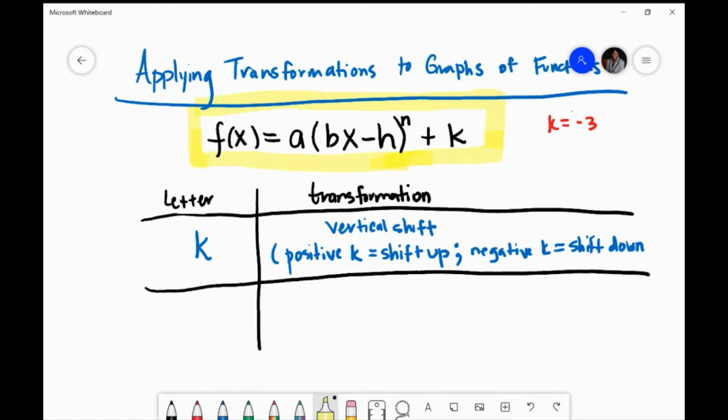Let's move on to H. All right. This is H right here. What type of shifting is that? Horizontal. That would be a horizontal shift.